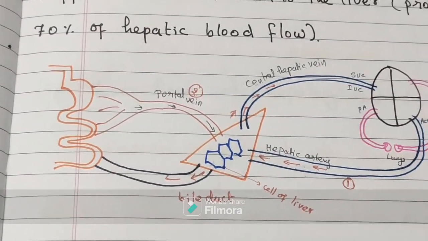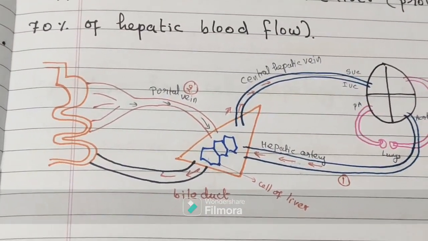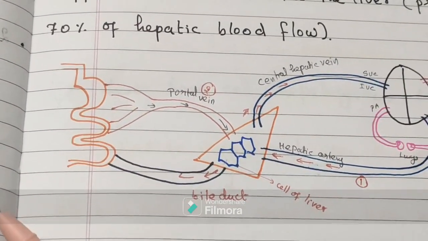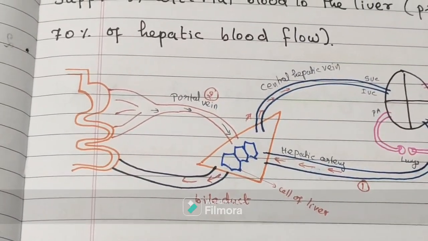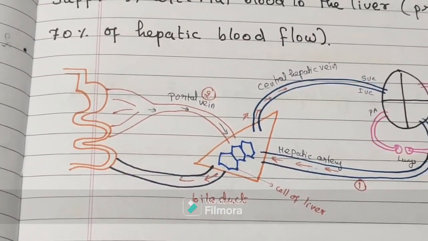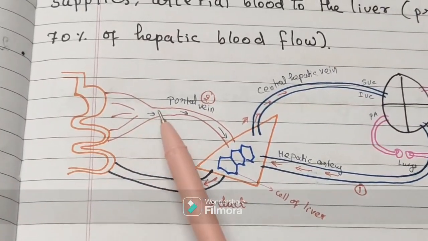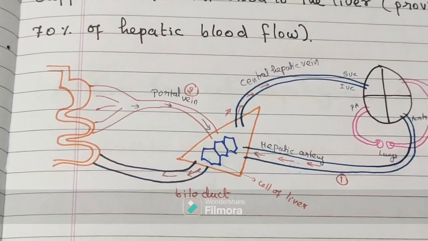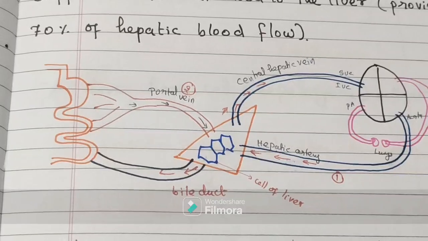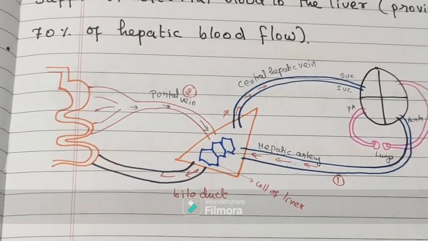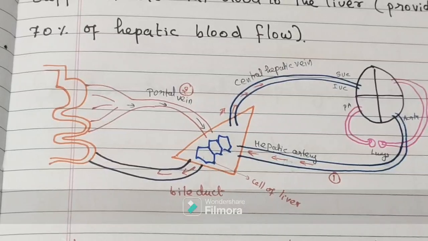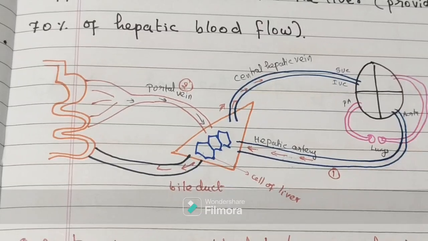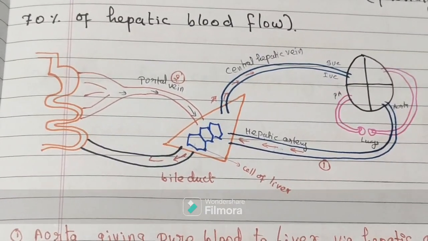Now see the gastrointestinal tract: esophagus, stomach and intestine. This is the complete GIT. From the GIT, veins arise. These veins of the GIT go to the liver, forming the portal vein. The portal vein is the second blood supply to the liver. So the liver receives pure blood from the heart via the hepatic artery, and impure blood from the GIT veins, that is the portal vein.